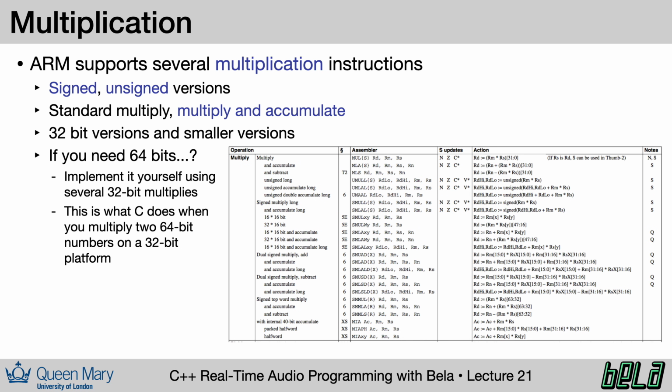When you write C code using 64-bit numbers, the compiler does this automatically for you, so there's no sense in which running on a 32-bit platform means that you can't work with 64-bit numbers, it's just slightly less efficient to do so.